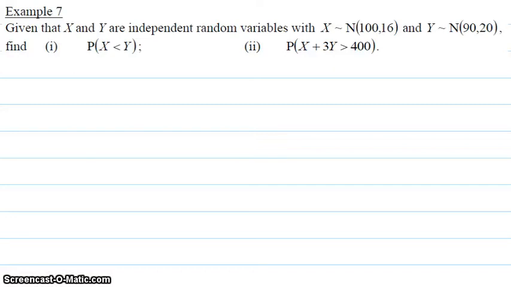Example 7. Given that x and y are random variables, x is normally distributed with mean of 100 and variance of 16, and y is normally distributed with mean of 90 and variance of 20, find the probability that a randomly chosen x is smaller than a randomly chosen y. So I hope that you guys are all fairly okay with the idea that if x is less than y, that's essentially the same thing as saying that x minus y is got to be less than 0.